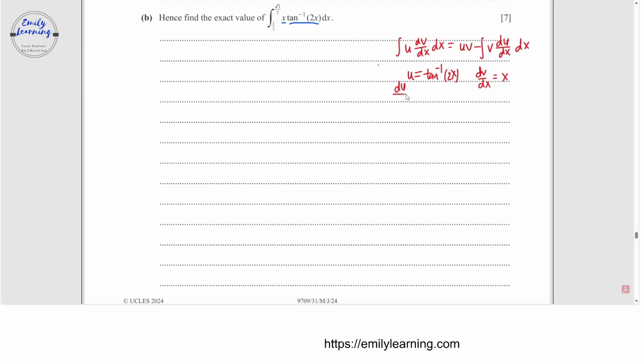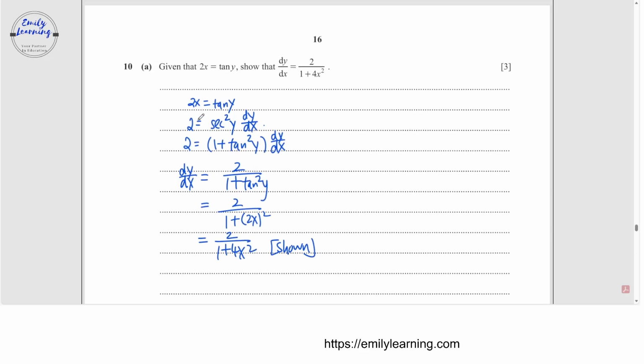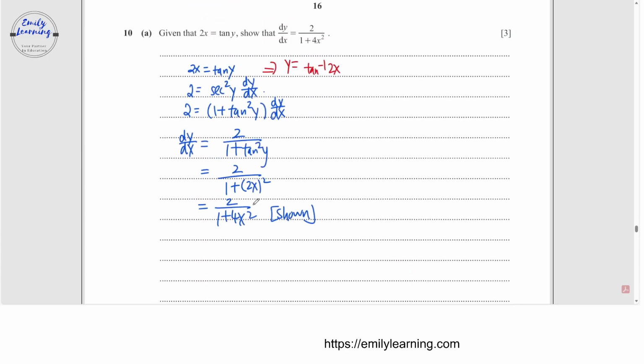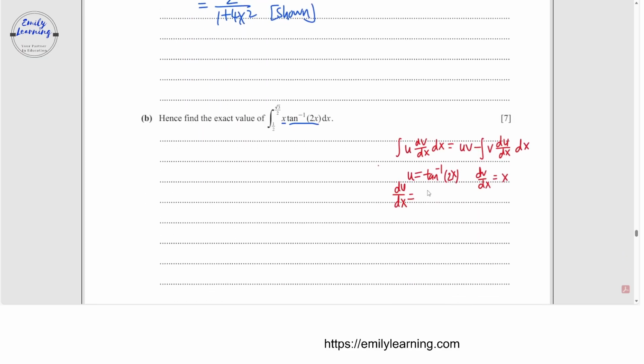Okay, so differentiating u is basically what we have done in part A. That's why there's a 'hence'. So here we know that y is tangent inverse 2x, which is what we have here, right? So we just need to differentiate it. Differentiating it, we get 2 over 1 plus 4x squared. Integrating dv/dx, we get v, and integrating x, we get half x squared. So now that we have done this, we can just put this into the formula.